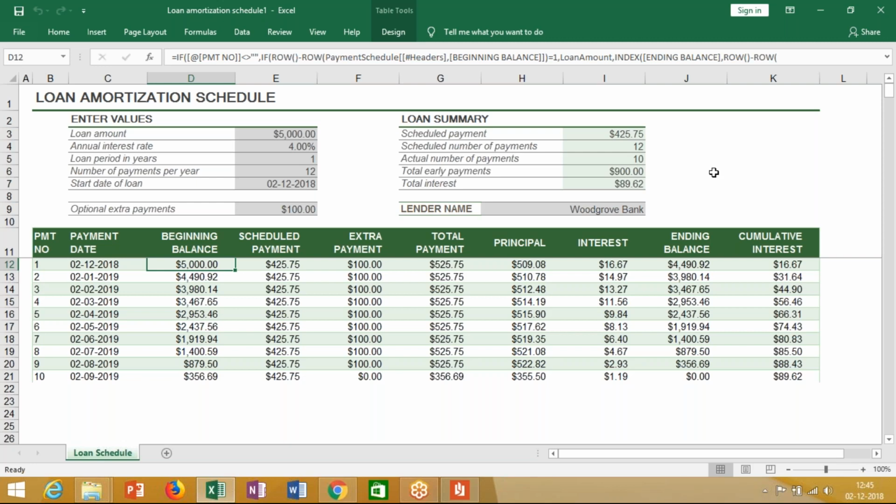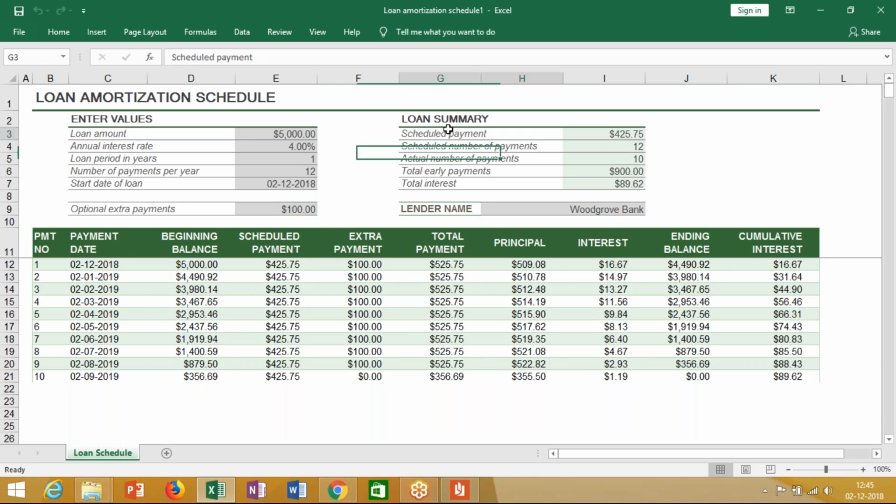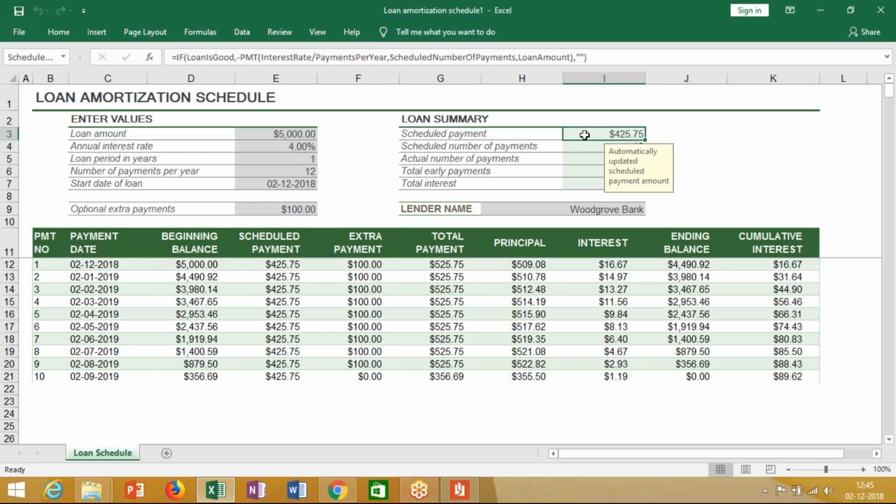So let's start. If you go through this, you'll see that there is an optional extra payment, and the scheduled payment is $425, which is your EMI. The scheduled number of payments over here is 12, but the actual payments have been done in 10 installments. The total early payments of $900 have been made, and the total interest is $89.62. So the loan summary has been provided.